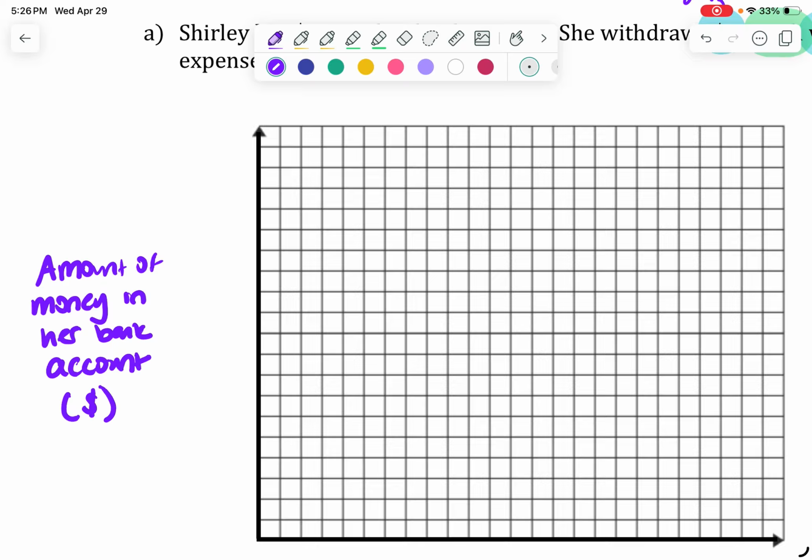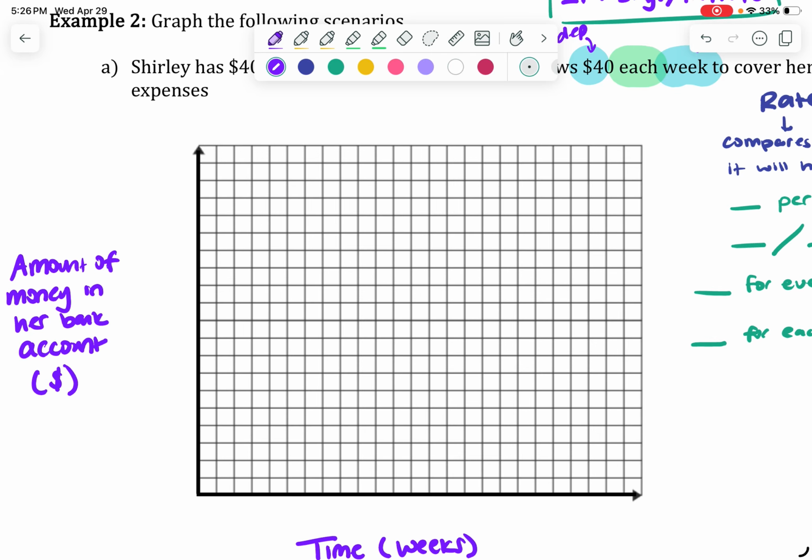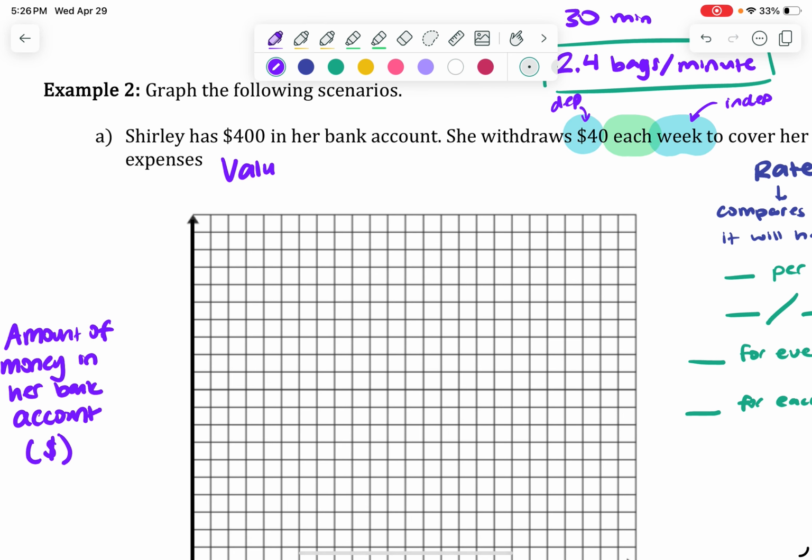I think sometimes people see a dollar sign and they're like, it's got to be cost. This has nothing to do with cost. She's not purchasing something. This is just about how much she has remaining. So it's important that we actually consider the context and go from there. And as for a title, I'll probably say the value of Shirley's bank account over time. So I'm going to go ahead and do that. Value of Shirley's bank account over time.